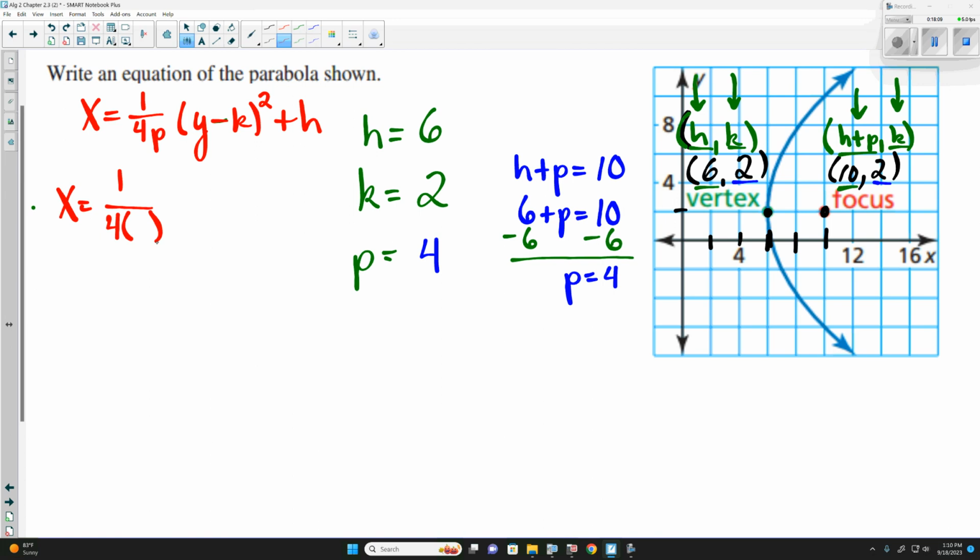Because we have x is equal to 1 over 4p, and the value of p is 4, times parentheses, y minus k, where the value of k is 2, and h is 6. Now, at this point, we do need to simplify, because we can't leave this as 1 over 4 times 4. Well, 4 times 4 is?